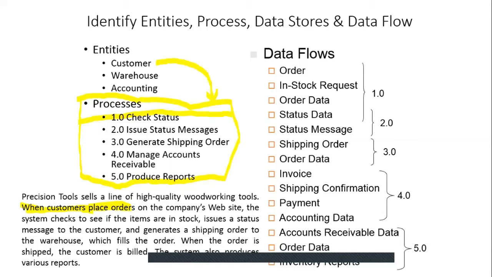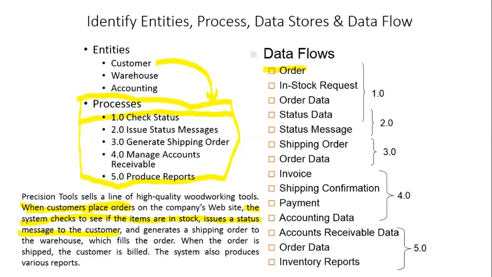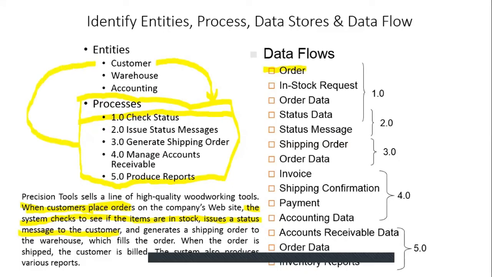So what data is flowing? The order data is flowing from customer to the process. Then the system checks to see if the items are in stock and issues a status message to the customer. So a status message is issued to the customer.